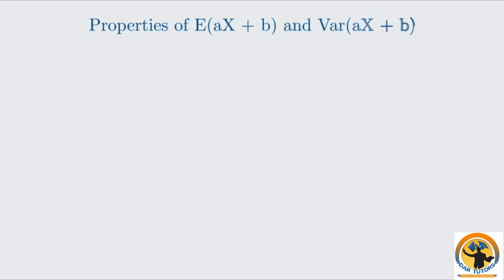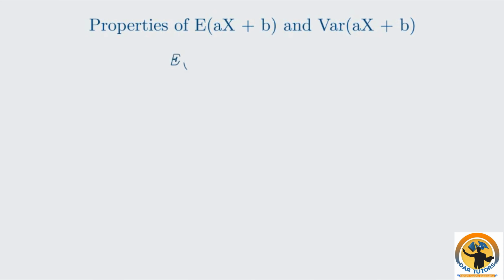So far, we've focused on finding the properties of x. But what if we have a new variable that's a linear transformation of x? Let's say y equals ax plus b. How does this affect its mean and variance? It turns out the properties of expectation and variance for these linear transformations are the same for continuous variables as they are for discrete variables.